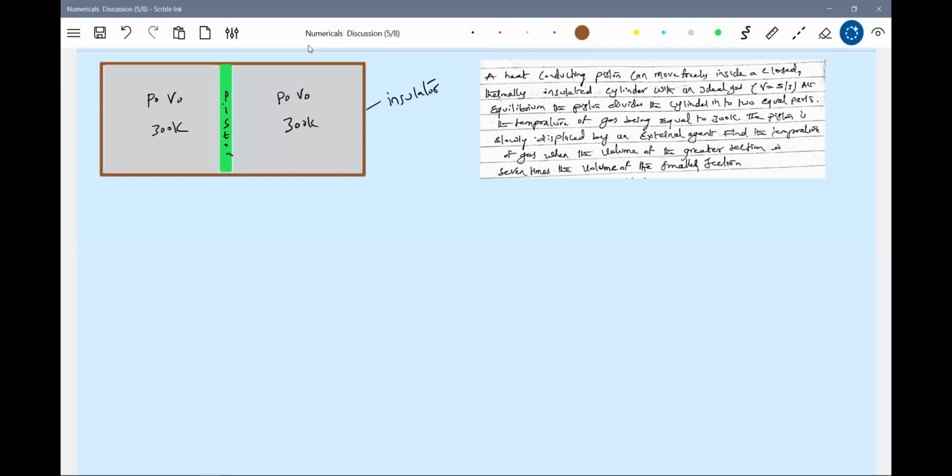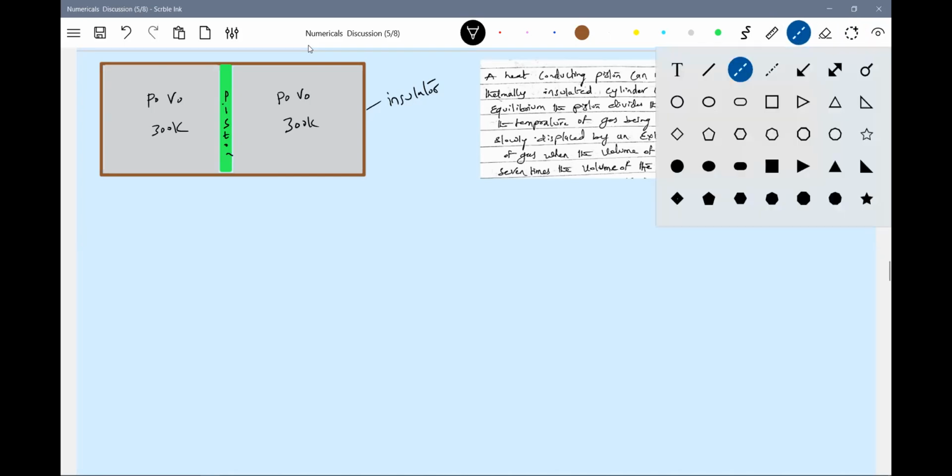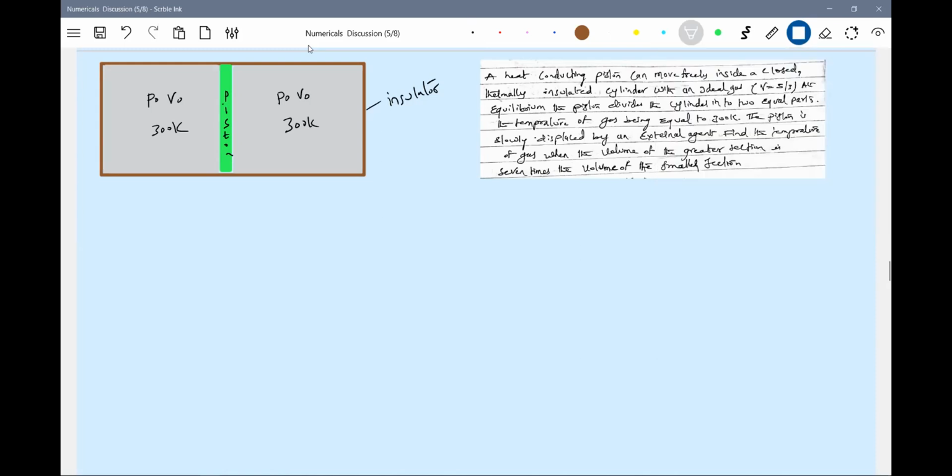So what we are doing is, the piston is slowly displaced by an external agent. Find the temperature of the gas when the volume of the greater section is 7 times the volume of the smaller section. I'm going to displace this piston. The volume of the cylinder will remain the same. It will not change.